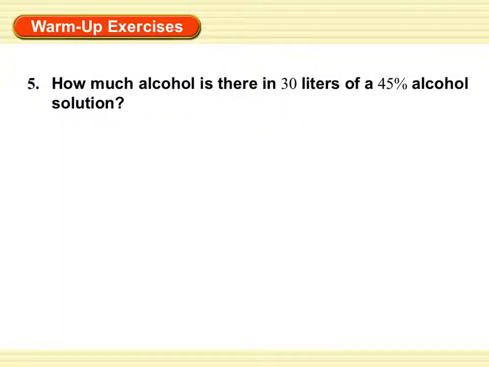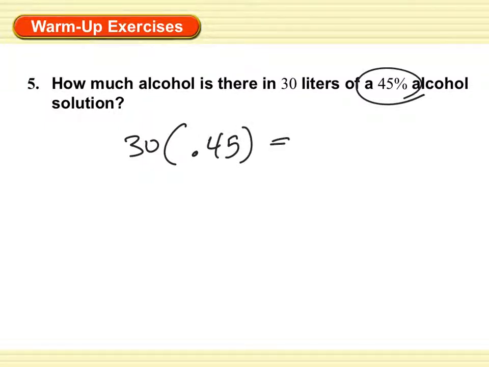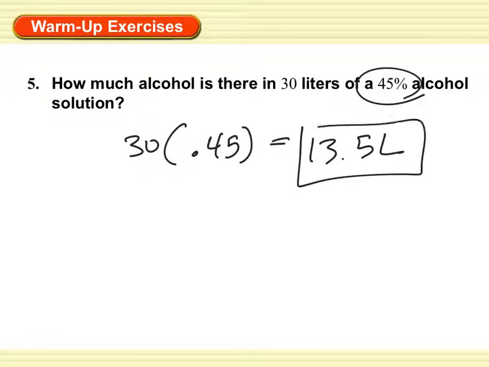Not done yet. How much alcohol is there in 30 liters of 45% alcohol solution? I've got 30 liters times 0.45, because if it's 45% alcohol solution, you change that into a decimal and multiply it. And we get 13.5 liters. So if you look, oh, that's a beaker. I should try harder.